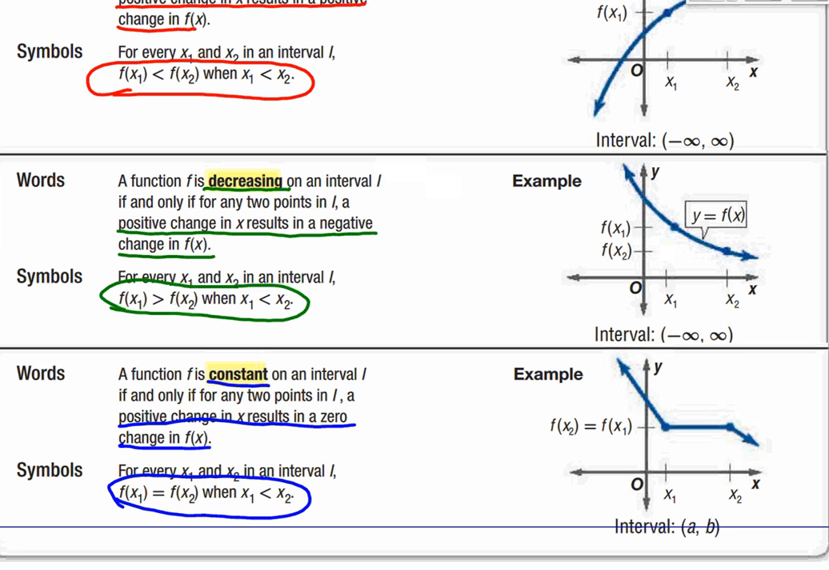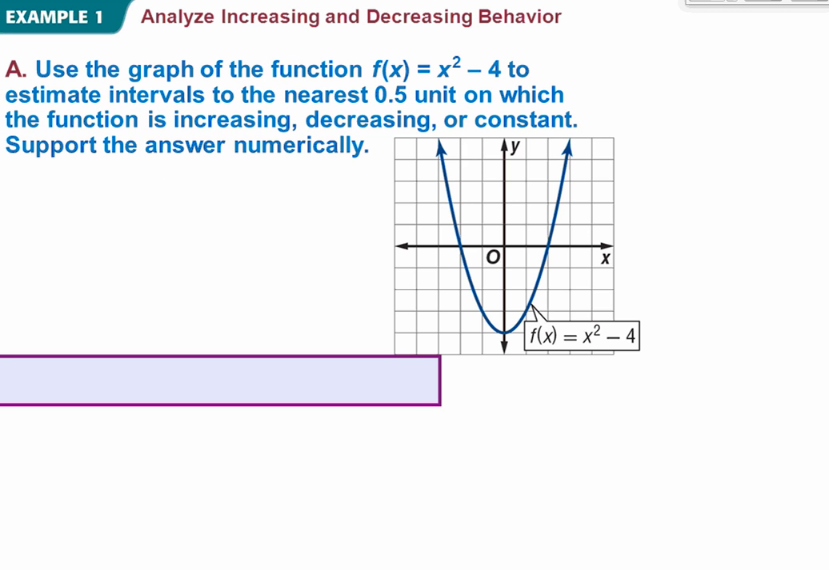Okay, so you can use your table of values. And again, in this section, you're supporting your answer numerically, so a table of values is appropriate. This one says use the graph of the function f of x equals x squared minus 4. So you might just want to sketch that graph. I've already got it there on that one because we've looked at a bunch of these.